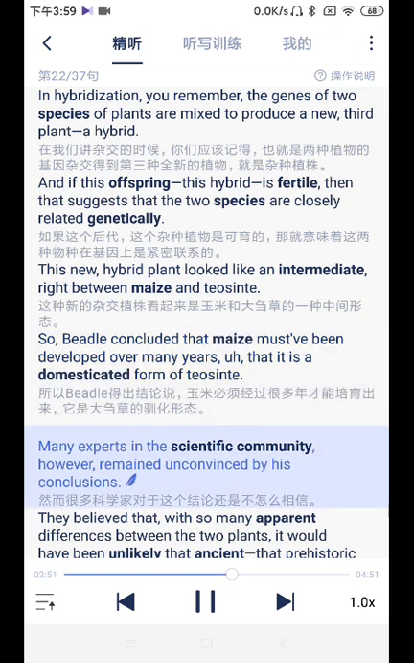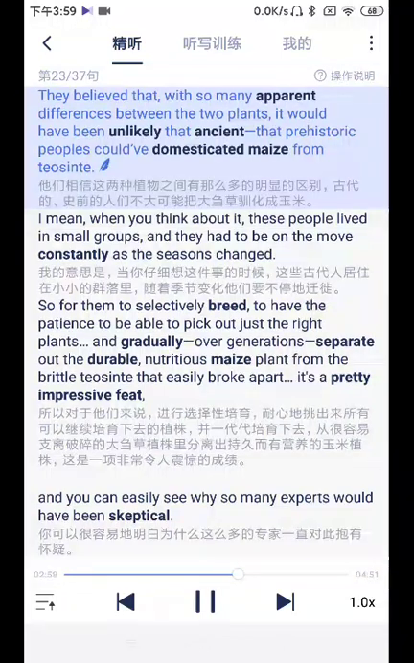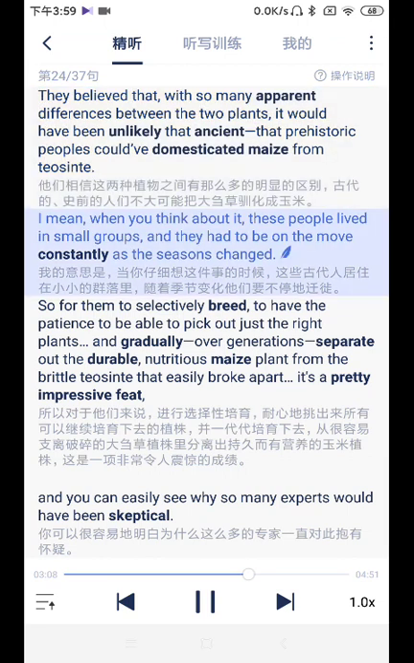Many experts in the scientific community, however, remained unconvinced by his conclusions. They believed that with so many apparent differences between the two plants, it would have been unlikely that prehistoric peoples could have domesticated maize from teosinte. I mean, when you think about it, these people lived in small groups, and they had to be on the move constantly as the seasons changed.